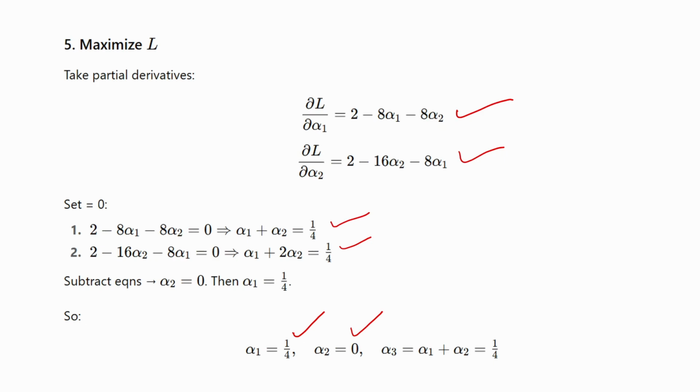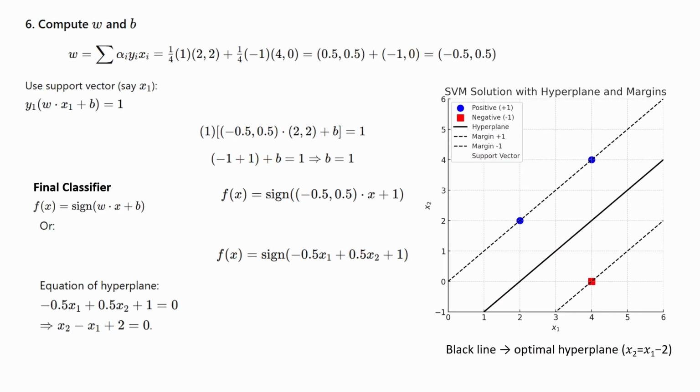And alpha 3, we already know that it is alpha 1 plus alpha 2. That also we found. So we got the values for alpha 1, alpha 2 and alpha 3. Now we have to compute the values for W and B. So the equation for finding W, we already know that it is the summation of alpha i, yi, xi. So this is the equation for W, where i is equal to 1 to 3.